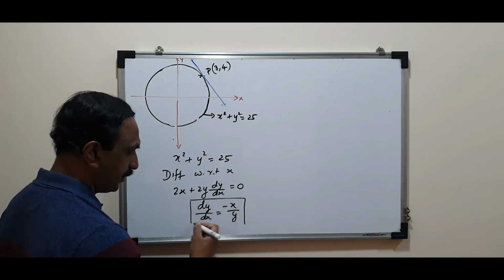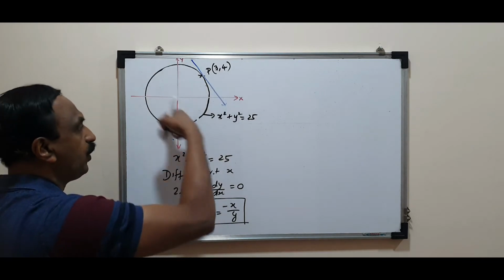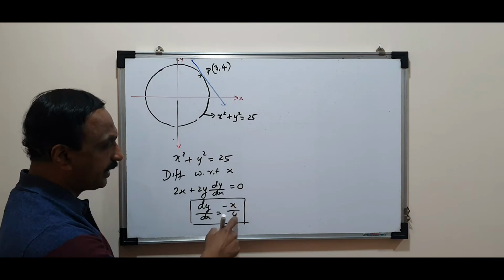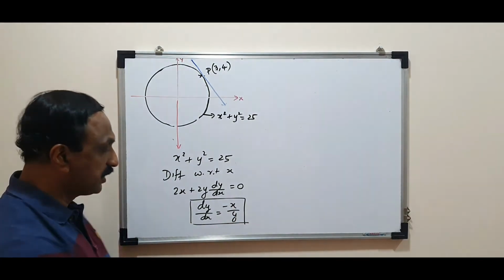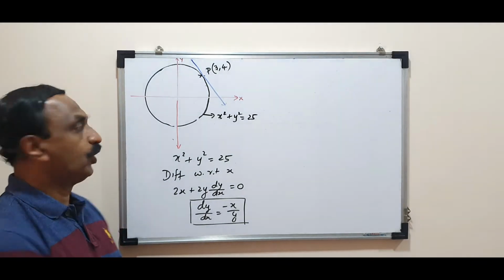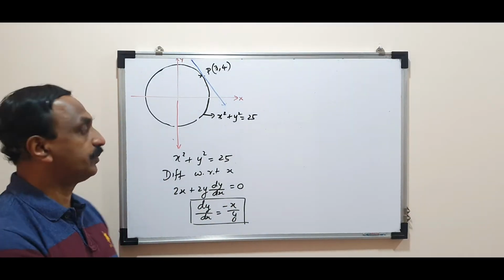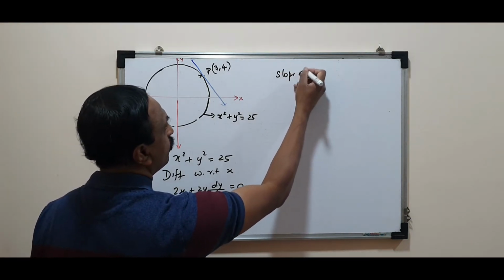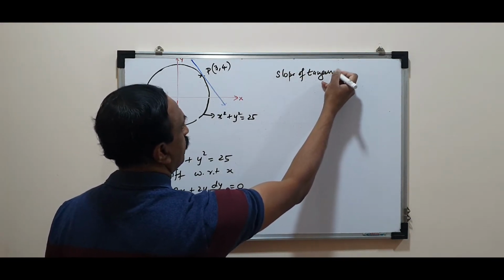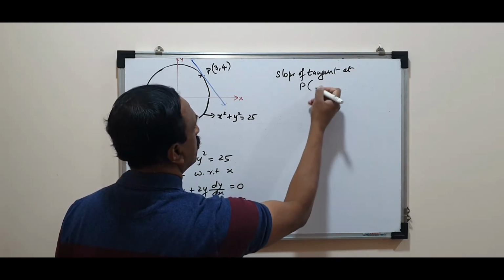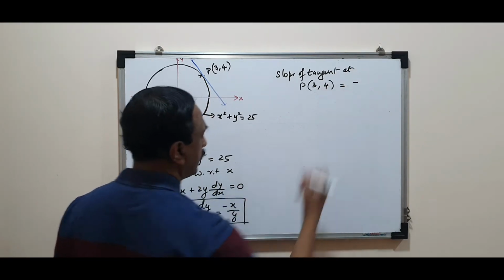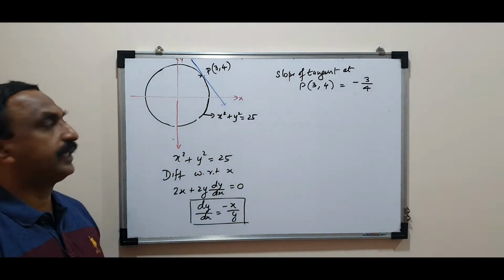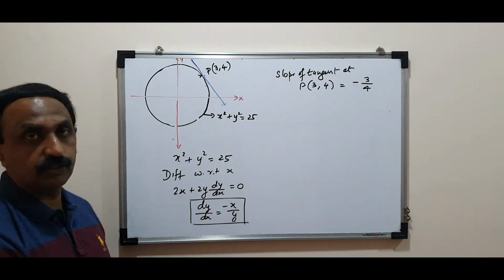What does that mean? This means anywhere on this circle, if I want to find the slope of the tangent, minus x coordinate divided by y coordinate will give the slope of the tangent. It becomes a formula for the slope of the tangent. Not at one point, at every point you can calculate the slope of the tangent by using this formula. So I can say the slope of the tangent at P(3, 4) is minus x coordinate 3 divided by 4. So directly I can obtain the slope of the tangent by using the derivative's value.